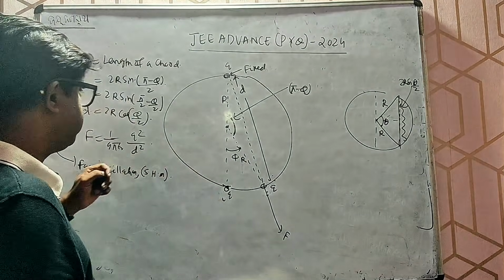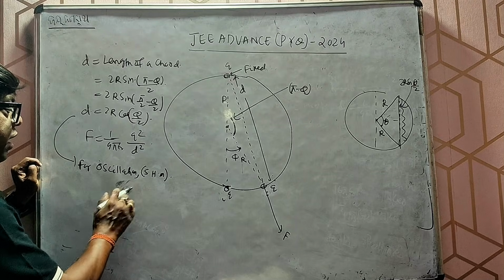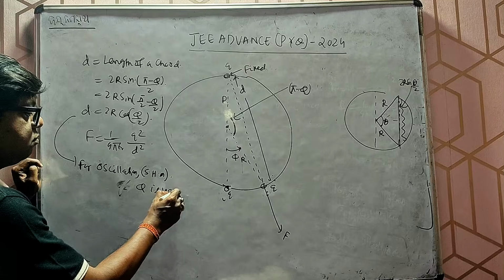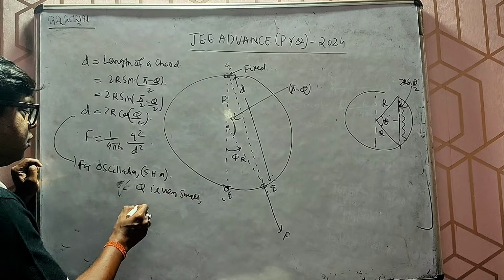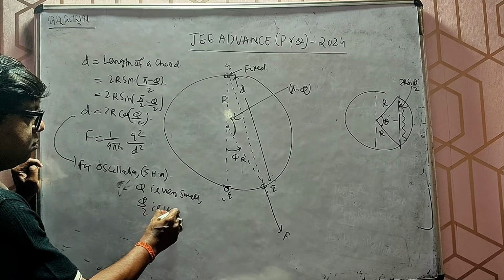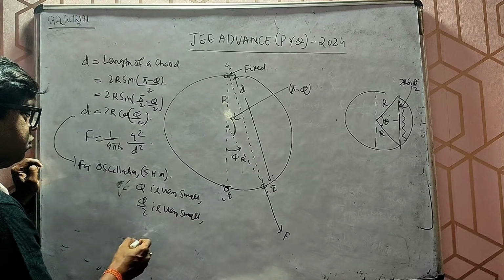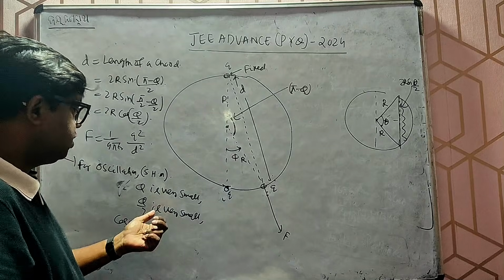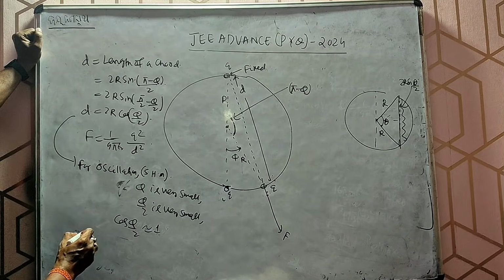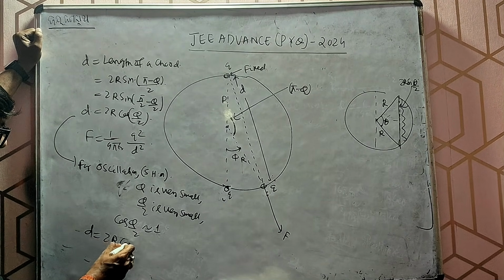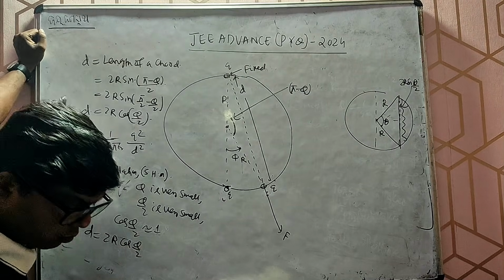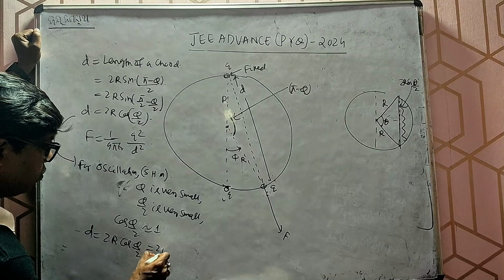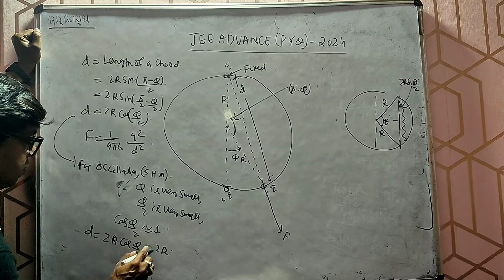So for SHM, this phi is within 4 degrees, phi is very small, so phi by 2 is very small, so cos phi by 2 is nearly equal to 1. So d is equal to 2r cos phi by 2, which is nearly equal to 2r.